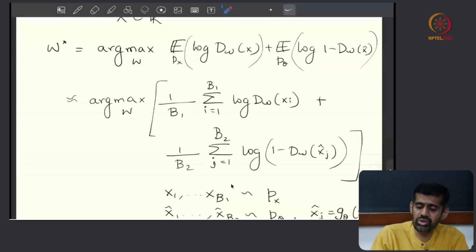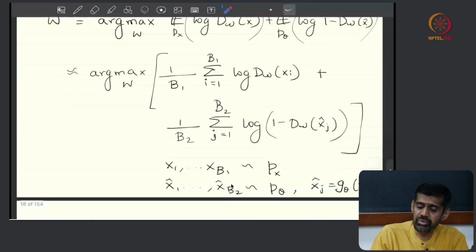So what was an expectation over log D_w(x) will now be 1 by b1 times the sum of log D_w(x_i). The second term will be 1 by b2 times the sum of log of 1 minus D_w(x_j cap). Do you see the difference here? The same D_w function has to be evaluated once by taking x_i as input and once by taking x_j cap as input, x as input and x cap as input. So what are x and x cap? x are the samples from the distribution p_x, and x cap are the samples from the distribution p_theta.